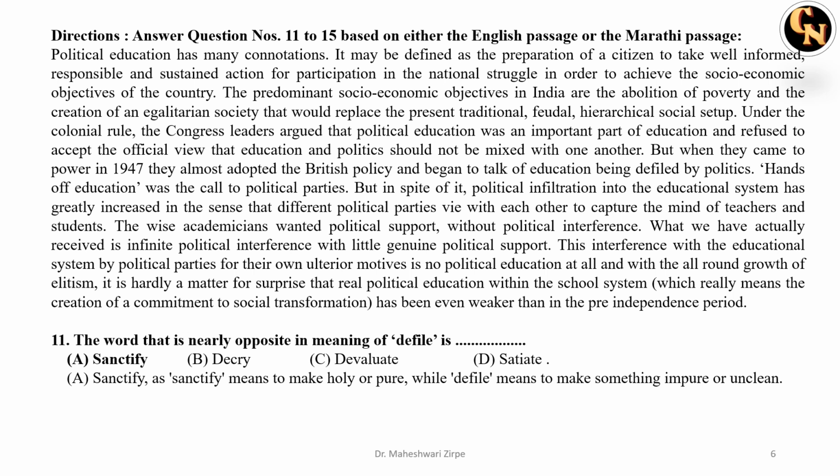So what do you mean by defile? Defile means which is not pure, or we are trying to defame. Defile is defaming, impure, unclean. So here, what is the opposite of defile? Obviously, sanctify. Sanctify means holy or pure. So the opposite of defile is holy or pure.